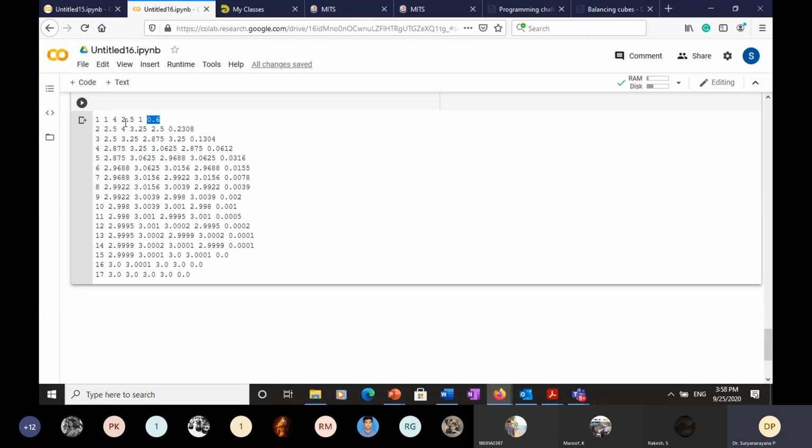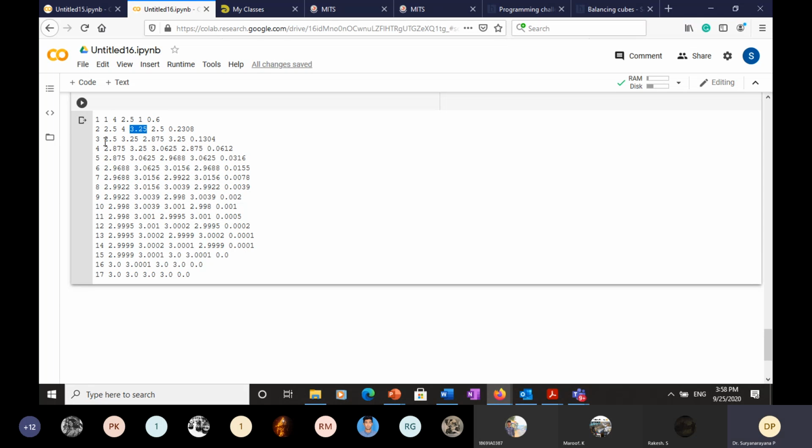second iteration, you see the lower limit has changed. We changed the lower limit to 2.5, upper limit is still 4, and the new root is 3.25, and the old root, see, it was old root, right? That 2.5 is here, and the difference, the relative error is 0.2308.